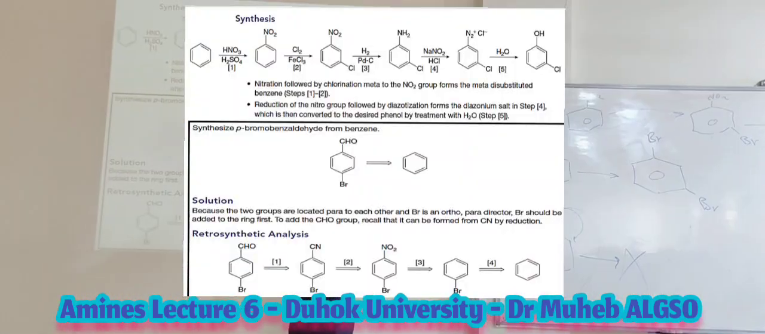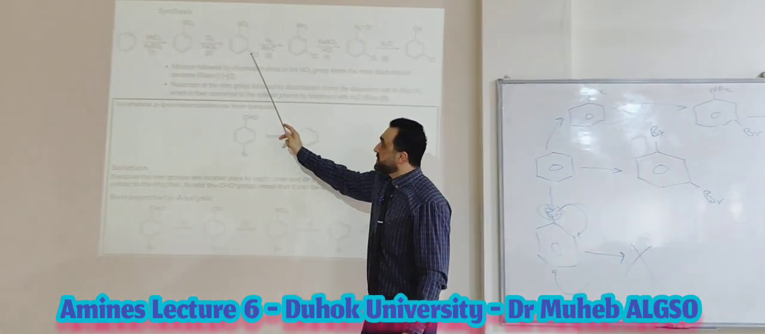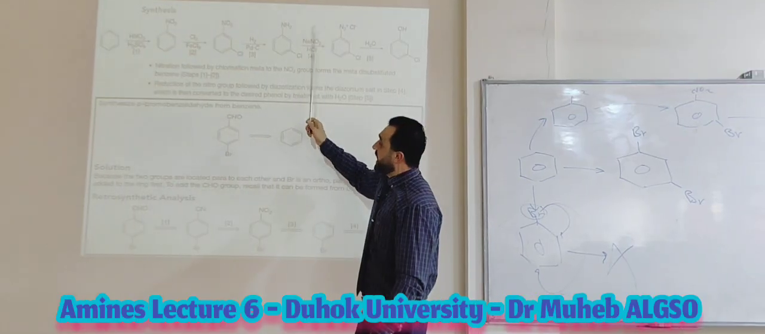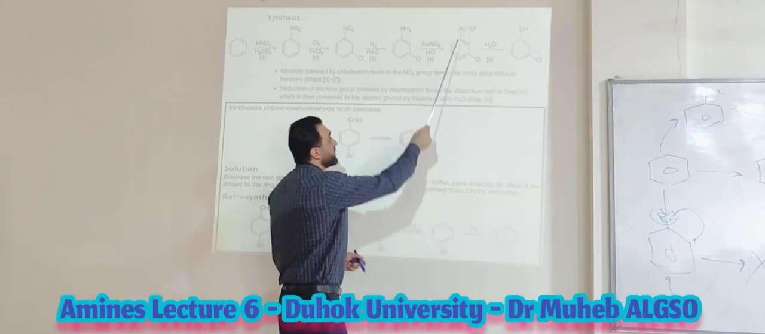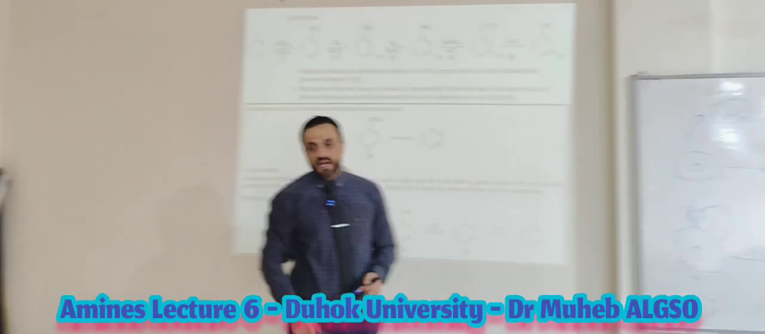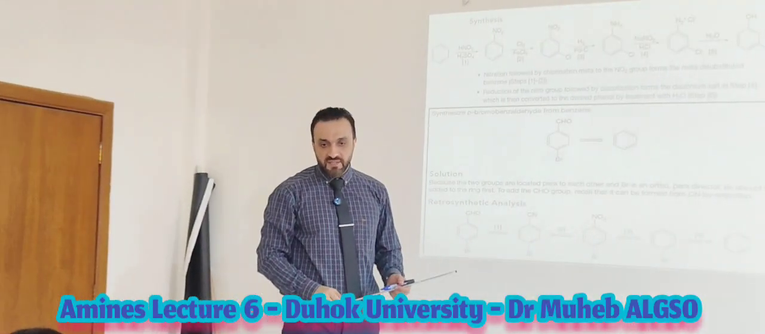And the nitration is what? Meta director. Chlorination will give you chlorine at the meta position, and then reduction to the NH2 and diazonium salt to the N2Cl, and finally H2O. It will give you the hydroxyl group. Okay, do you understand?